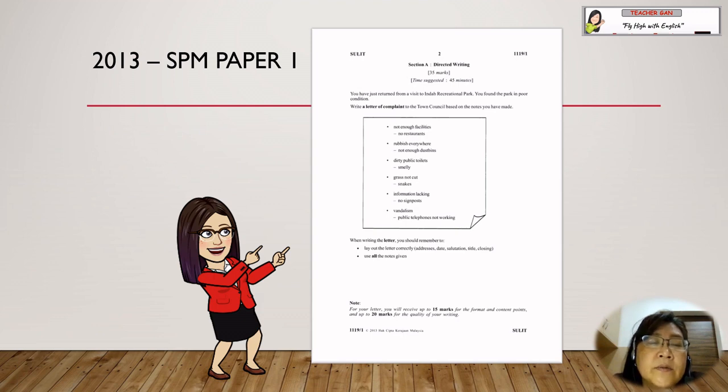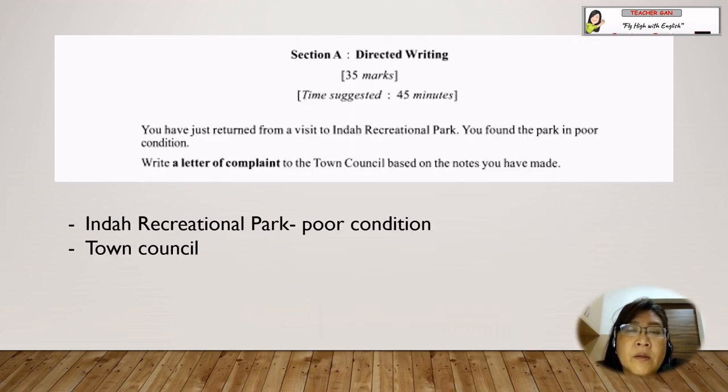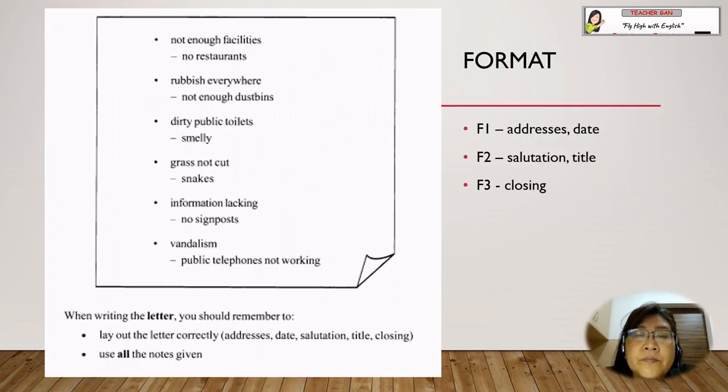Okay, this is the 2013 SPM Paper 1 or 1119/1. The question, directed writing. You have just returned from a visit to Indah Recreational Park. You found the park in poor condition. Write a letter of complaint to the town council based on the notes you have made. So we have important notes here. For example, Indah Recreational Park. It is in poor condition and you must write to the town council.